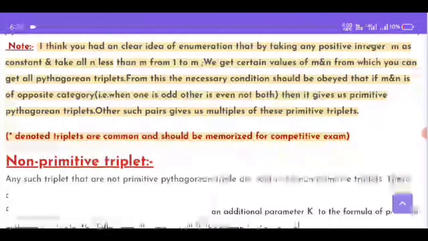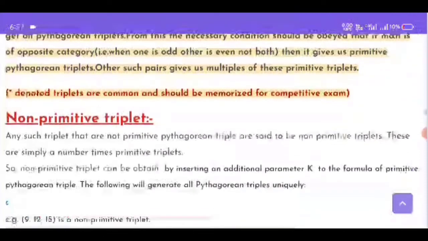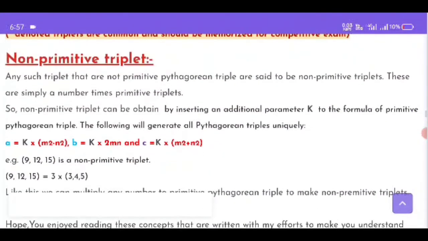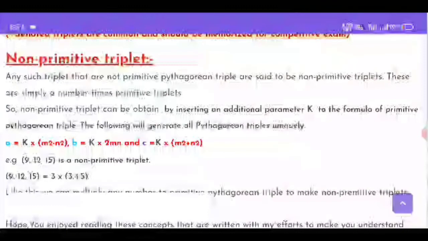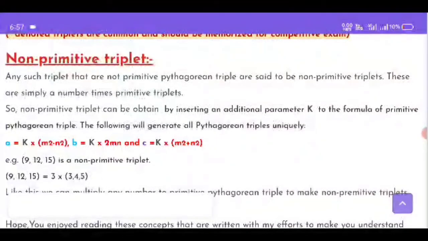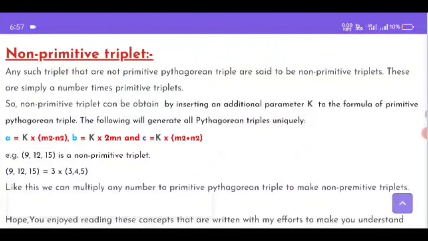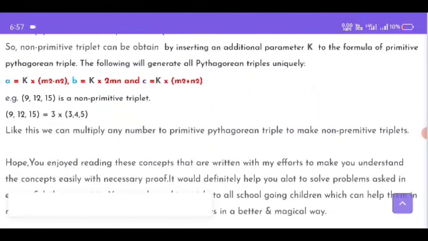Non-primitive triplets: any triplet that is not a primitive Pythagorean triple is said to be a non-primitive triplet. These are simply a number times the primitive triplets. So a non-primitive triplet can be obtained by inserting an additional parameter k into the formula of the primitive Pythagorean triple. The following will generate all Pythagorean triples uniquely: a equals k times (m squared minus n squared), b equals k times 2mn, c equals k times (m squared plus n squared). For example, 9, 12, 15 is a non-primitive triplet because it is thrice 3, 4, 5. Like this we can multiply any number to a primitive Pythagorean triple to make non-primitive triplets.